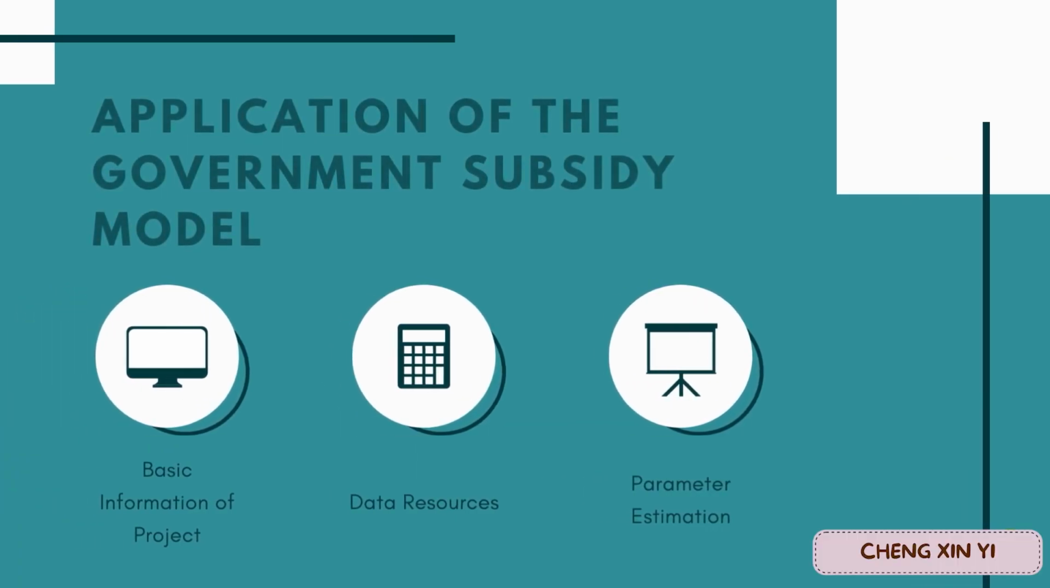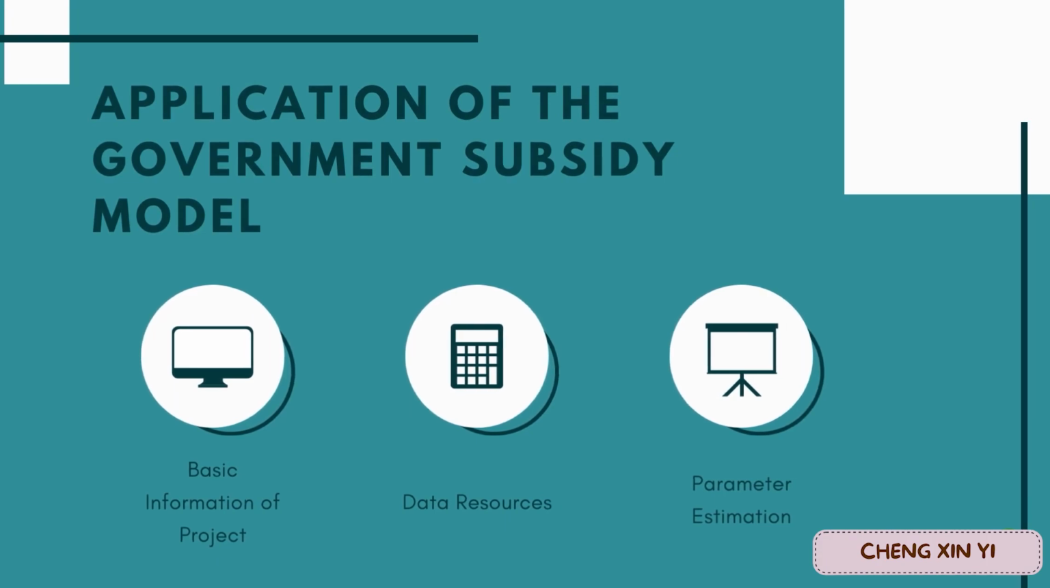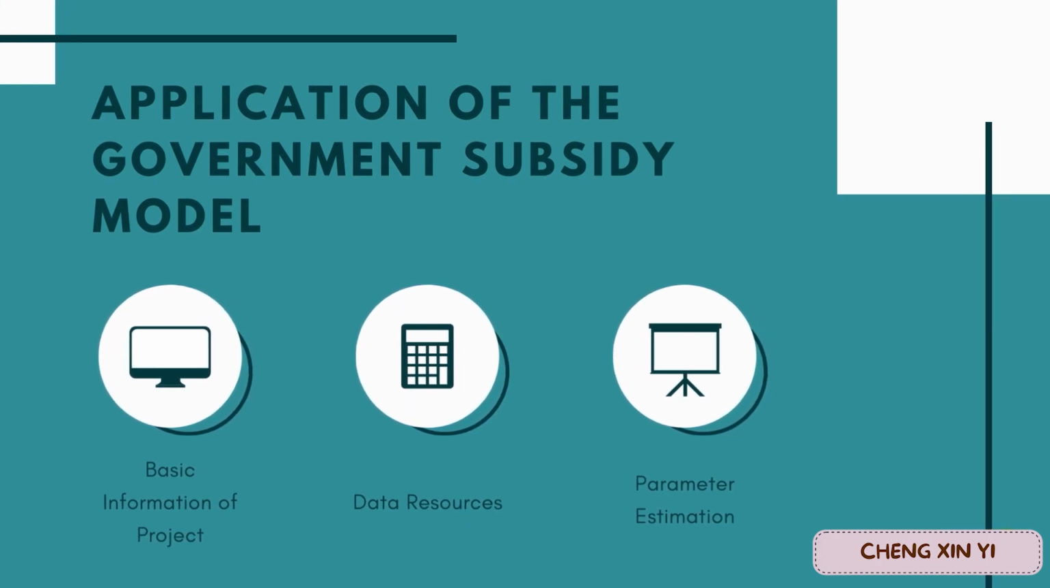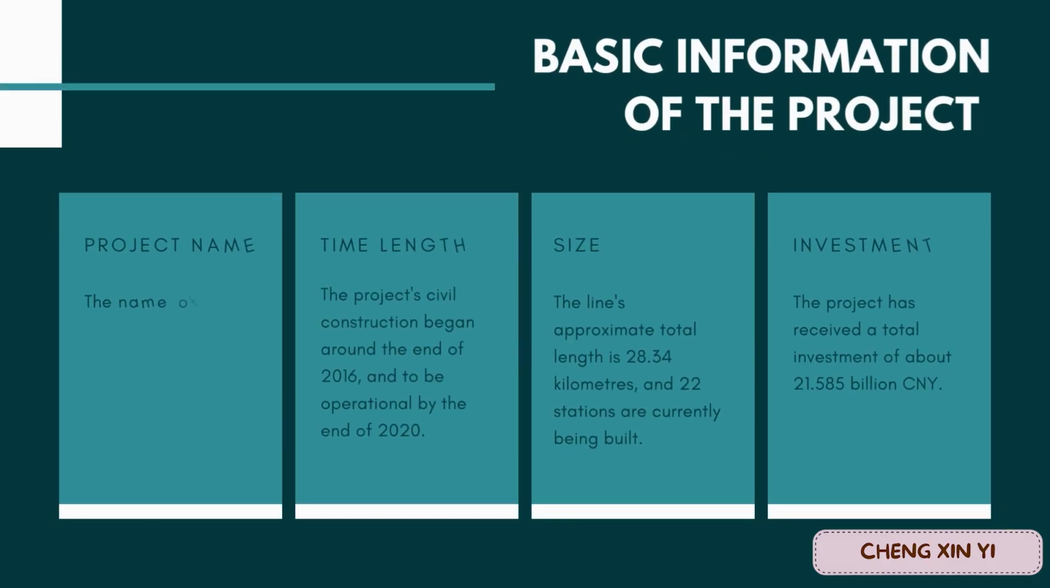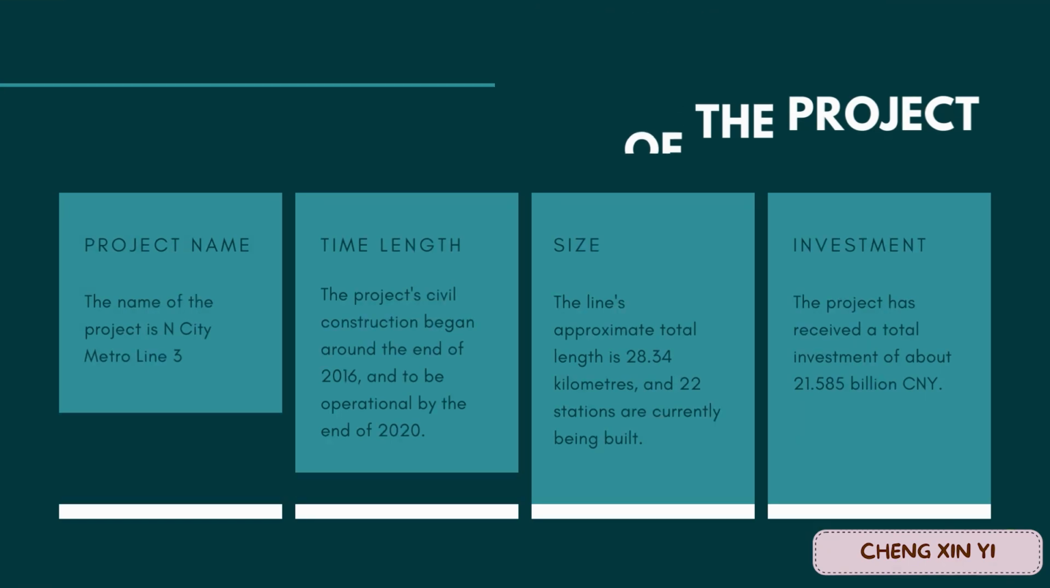Hi, I'm Xin. In the application of the government subsidy model, I will expose the basic information of project, data resource, and parameter estimation. The project name is NCD Metro Line 3. The project's civil construction began around the end of 2016 and to be operational by the end of 2020. The line's approximate total length is 28.34 kilometers. The project has received about 21.585 billion CNY for the investment.